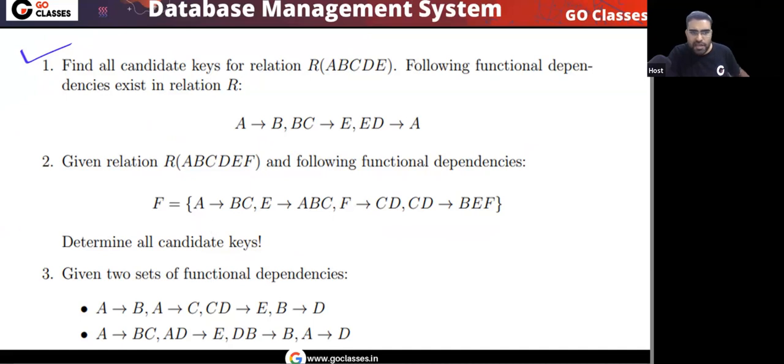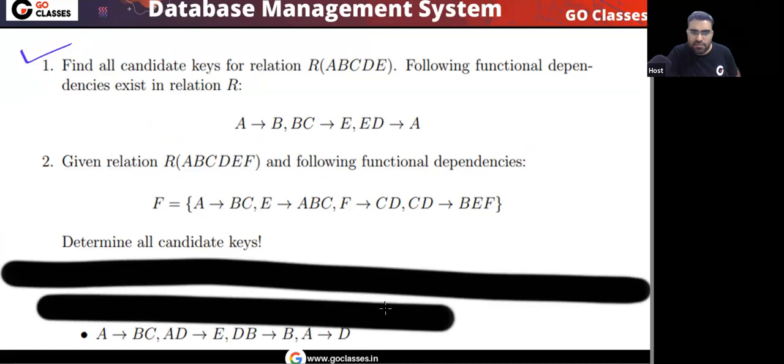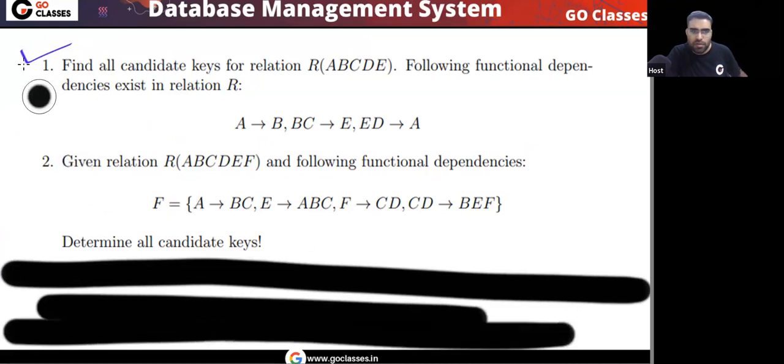Tell me, is there any attribute which does not appear on the RHS? Let me know. Is there any attribute which does not appear on the RHS? Do we have such an attribute?